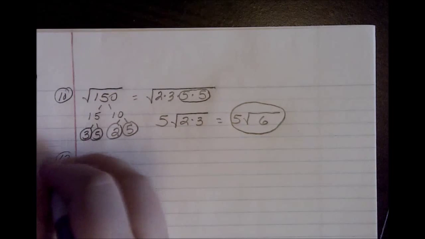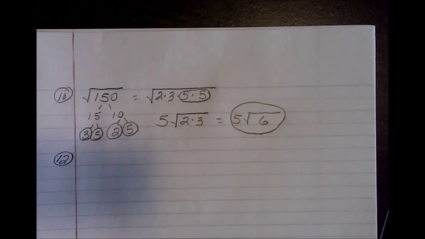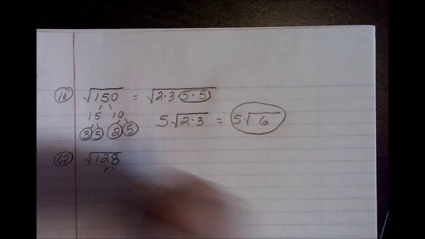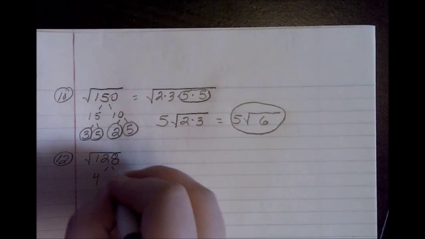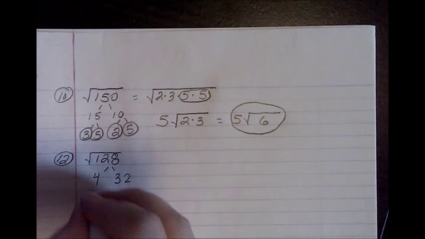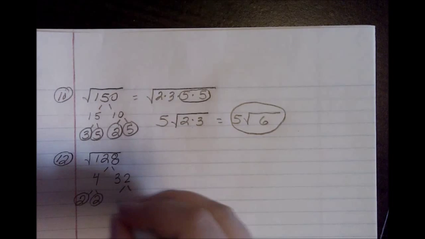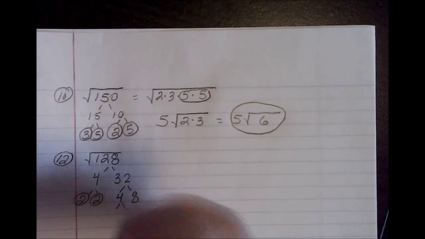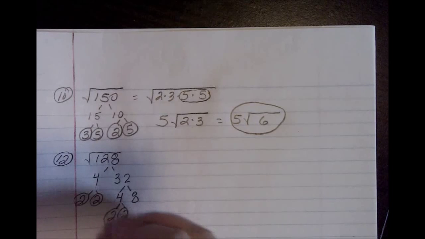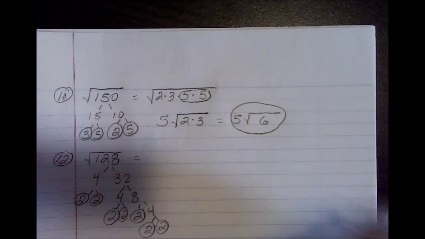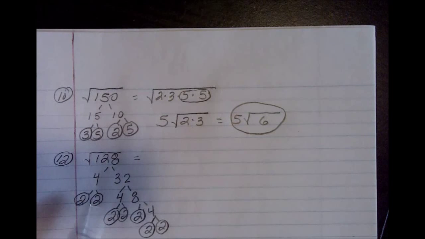Moving on to number 12, I have the square root of 128. I'm going to use the factors 4 and 32. 4 breaks down to be 2 and 2. 32 breaks down to be 4 and 8. 4 again is 2 and 2. 8 is 2 and 4. And then 4 is 2 and 2. So I have 1, 2, 3, 4, 5, 6, 7 2's.